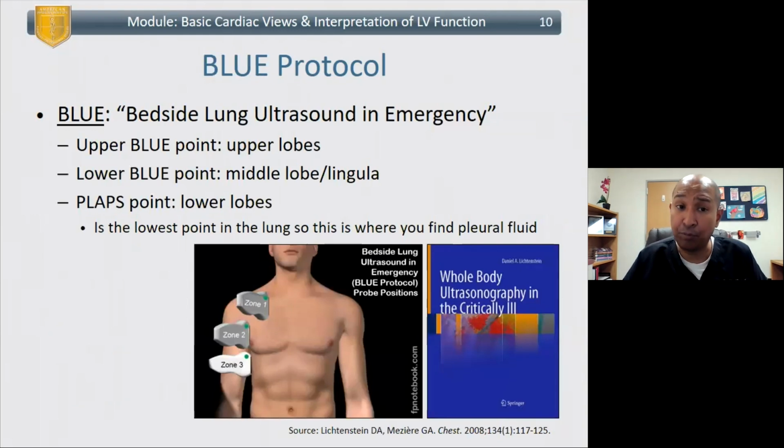I did mention there is a BLUE protocol, and BLUE stands for bedside lung ultrasound in the emergency setting. When we do the BLUE protocol, there were these zones, zone 1, 2, and 3. Sometimes we call it Blue point 1, Blue point 2, and zone 3 is called the PLAPS point. PLAPS stands for posterior lateral alveolar pleural syndrome. Basically zone 3 is looking for pleural fluid, because where is pleural fluid going to accumulate? It's going to be more dependent towards the back. So of course, we talk about these PLAPS points.